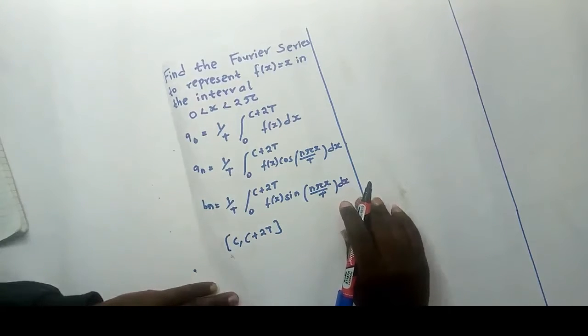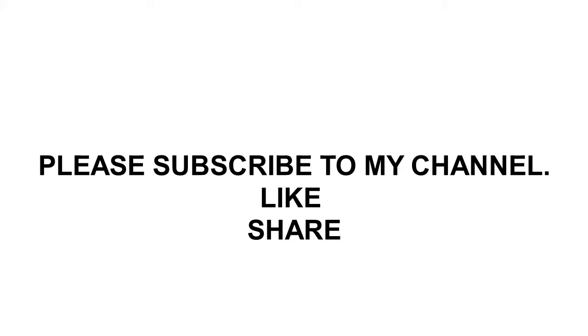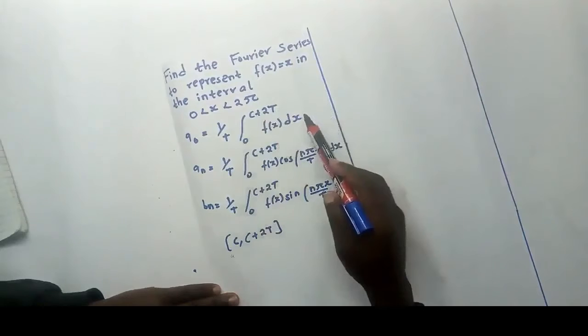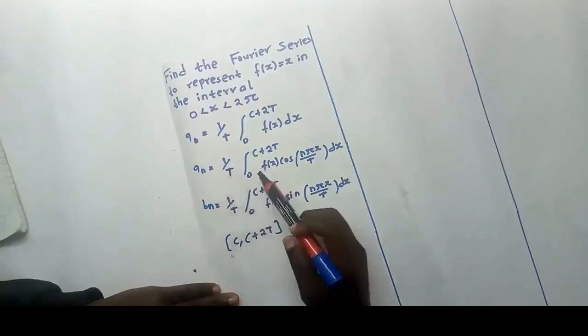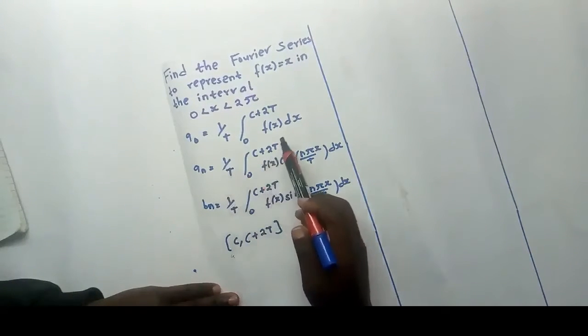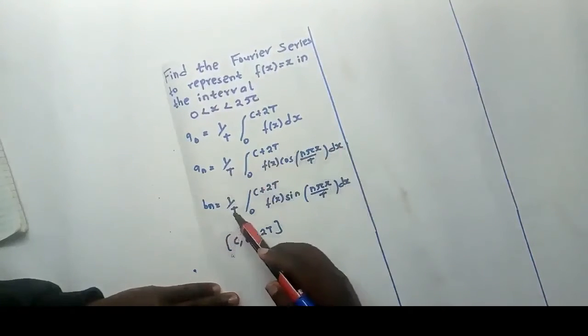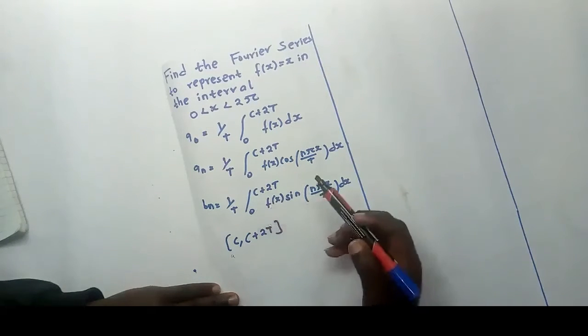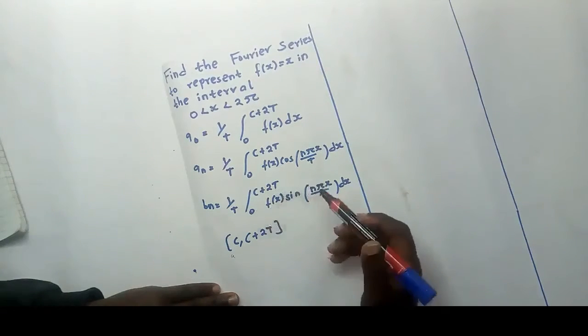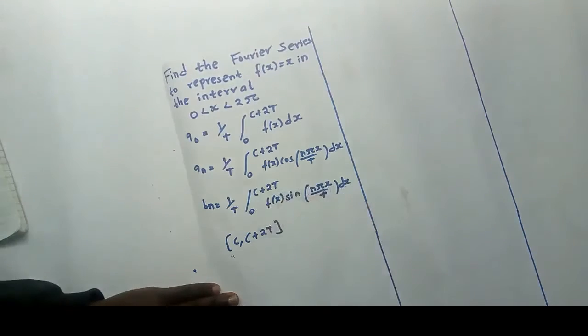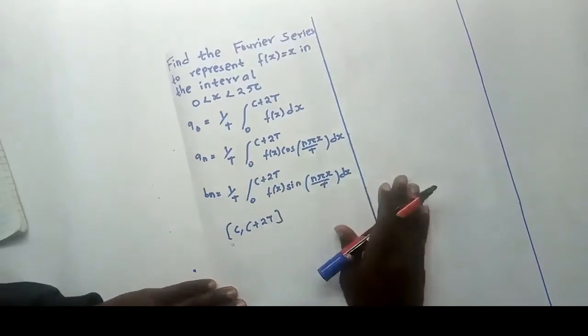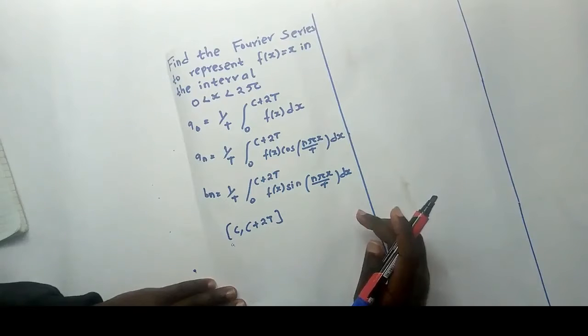Okay, so the first coefficient is a naught, and a naught is equal to 1 over t integral from 0 to c plus 2t of f of x dx. An is equal to 1 over t integral from 0 to c plus 2t of f of x cos n pi x over t dx. And bn is equal to 1 over t integral from 0 to c plus 2t of f of x sin n pi x over t dx. Okay, so we also note this formula, which is for an interval of c plus 2t.